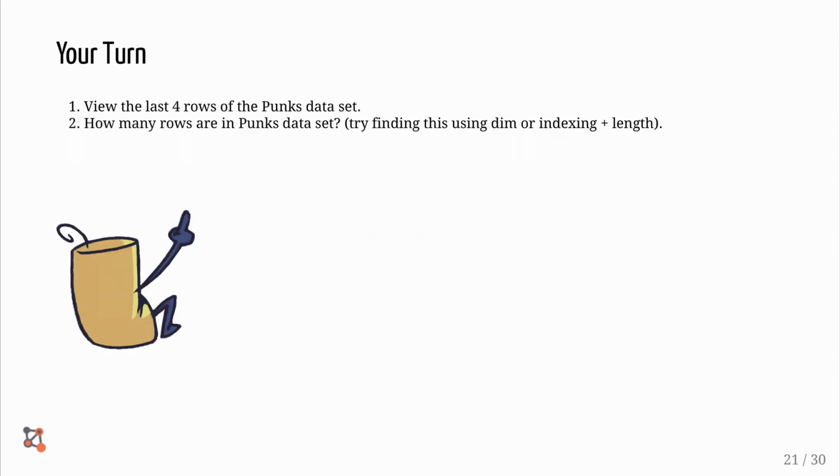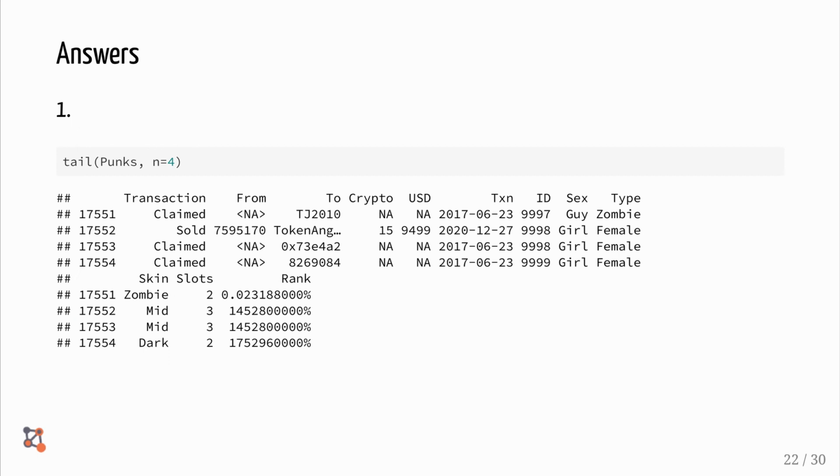Now it's your turn. View the last 4 rows of the punks dataset. How many rows are in the punks dataset? Try finding this using dim or indexing plus length. Here are the answers for you to look at.